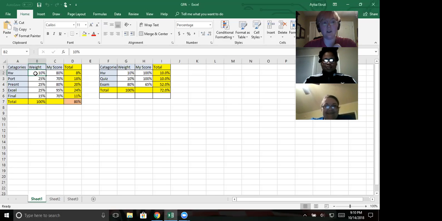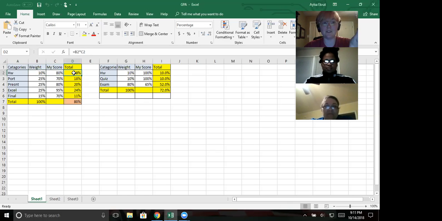And the weight, of course, the weights also all have to equal up to 100%. And so the weight of each category is 10%, 25, 25, 25, and 15. And then you have your score, which is for each category based out of 100%, in this case being 80, 70, 80, 95, and 70. And so the total over here, you see, would be B2 times C2, which is 10 times 80, which would be 8%. And that's it.